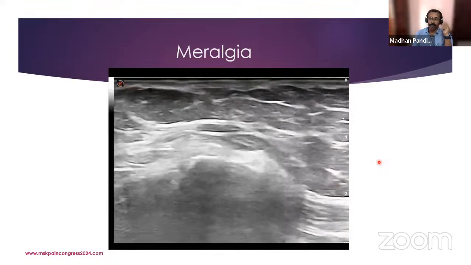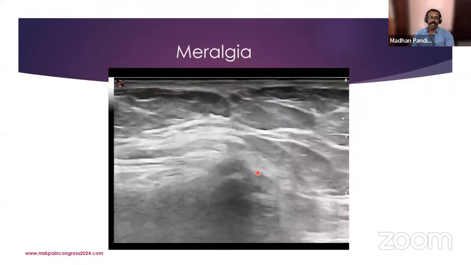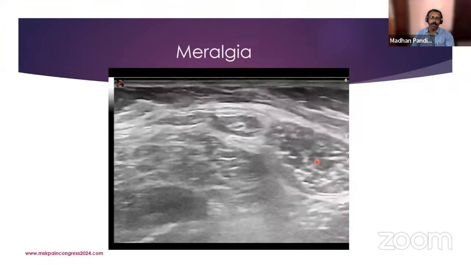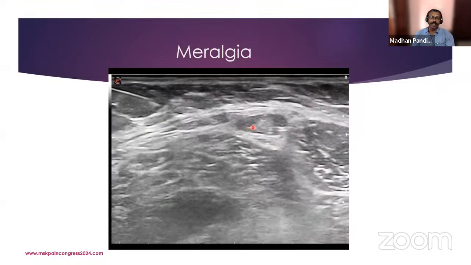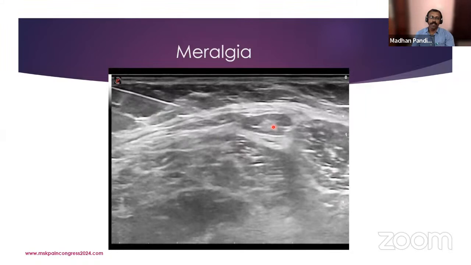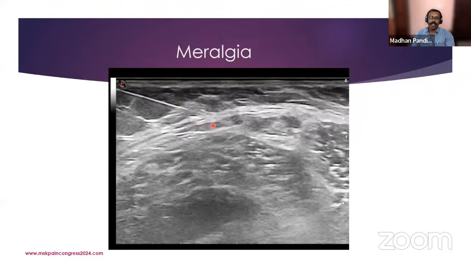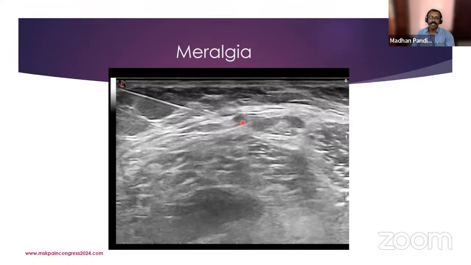So where do you look for the lateral femoral cutaneous nerve? It is just above... This is the anterior superior iliac spine, and trying to image the sartorius, that's the inverted triangle, sartorius. You could see there is a fat-filled flat tunnel, where you have the lateral and the anterior branches of the lateral femoral cutaneous nerve. Doing an in-plane needling, getting into the flat tunnel, giving in a perineural 5% dextrose injection, trying to release it.